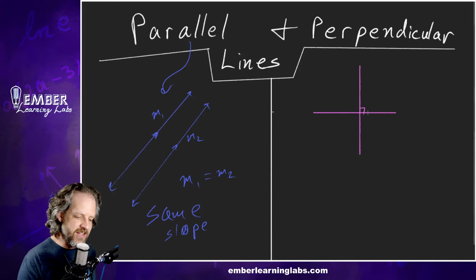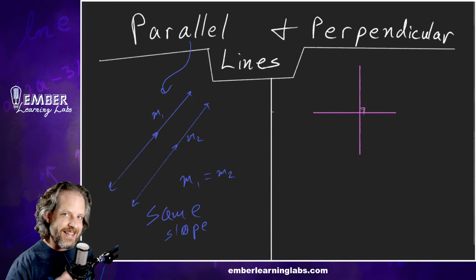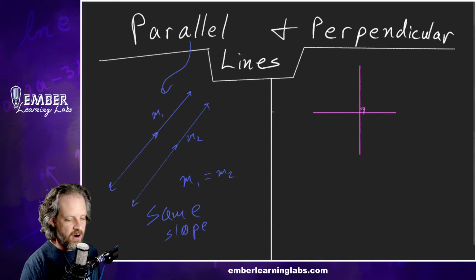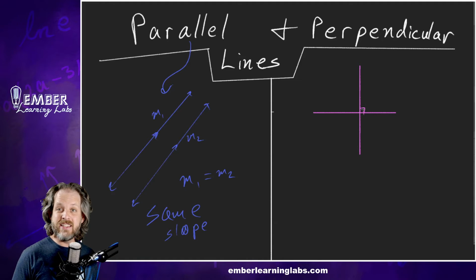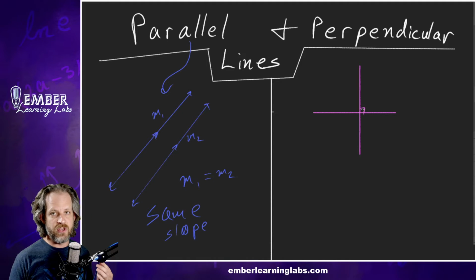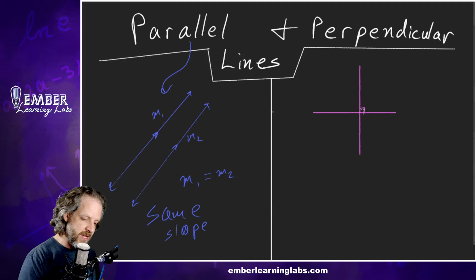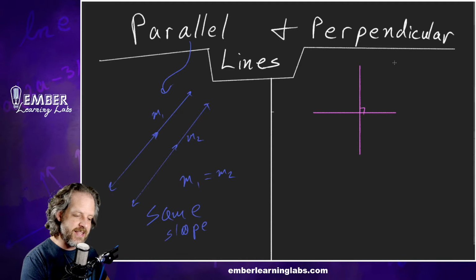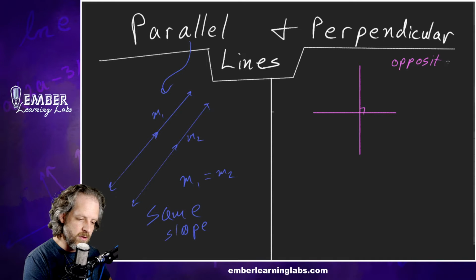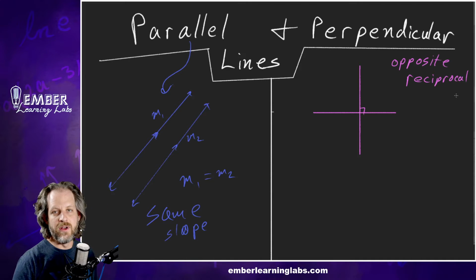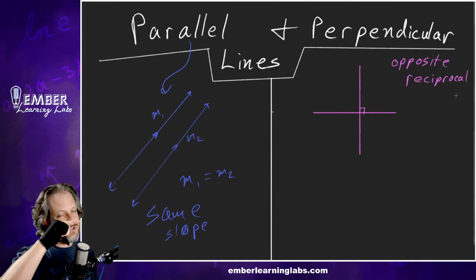Okay, so perpendicular lines are lines that cross at a 90-degree angle. That's what they are, right? So again, it's going to tell us something about the slopes. What's true about the slopes on perpendicular lines is they are opposite reciprocals. So you flip it over and you change the sign.